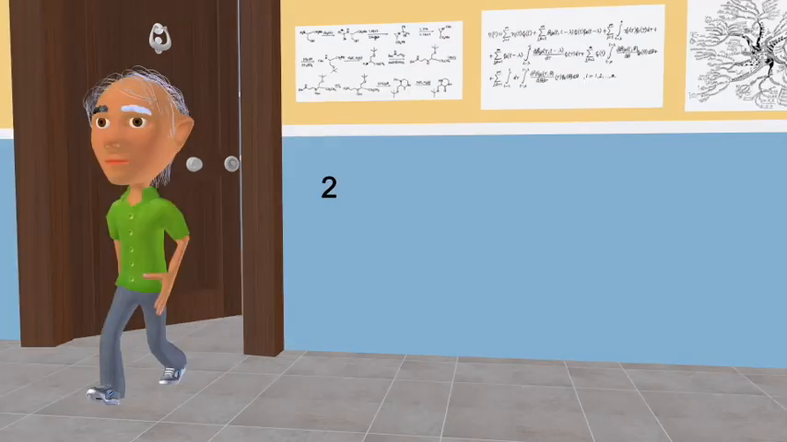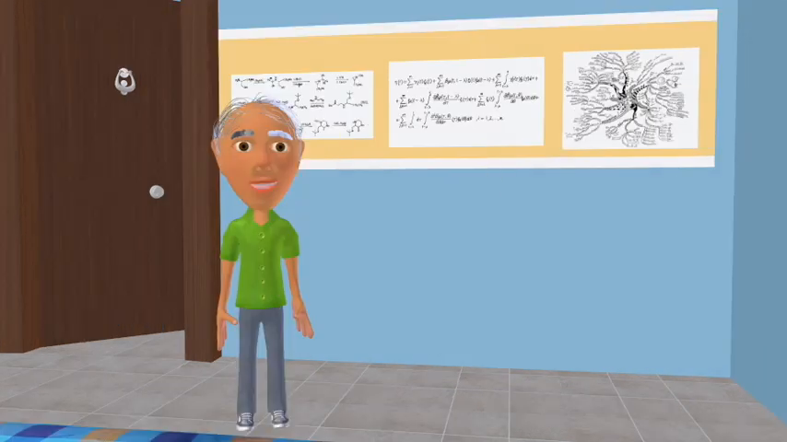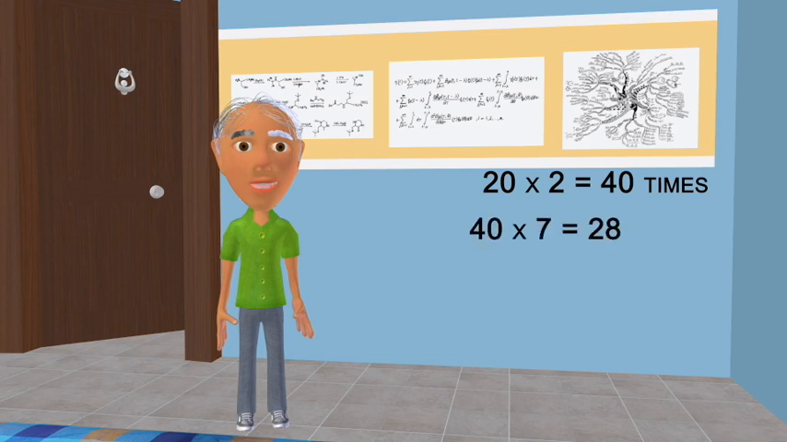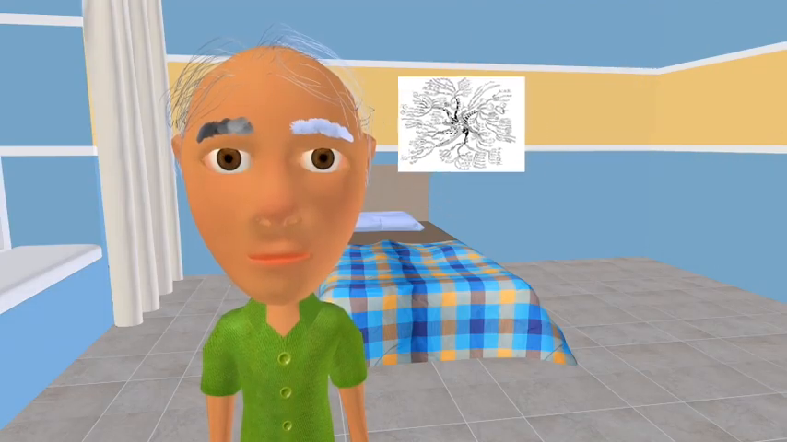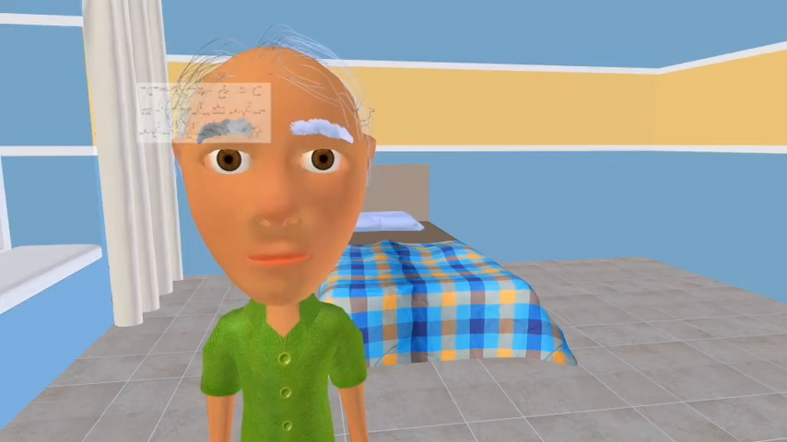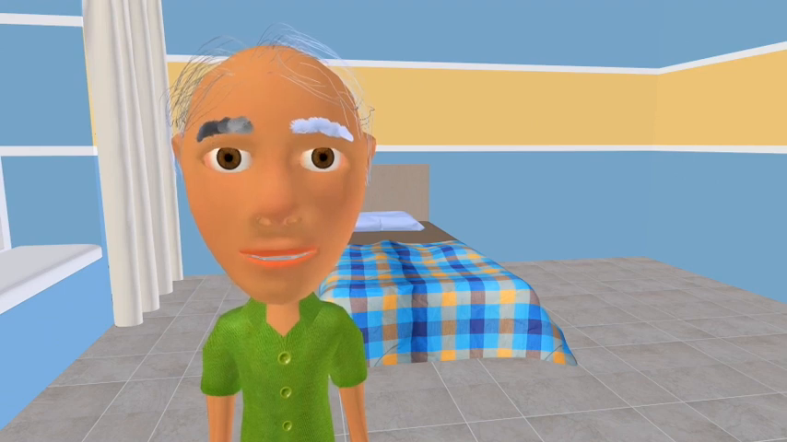Let's check the power of this method. Generally, we enter our room at least 20 to 25 times in a day. That means daily you'll be glancing at the poster at least 20 into 2 times, that's 40 times. And every week you will be glancing at the poster for 40 into 7 times, that is 280 times. No wonder the content of the poster gets imprinted in your brain without you having to put any effort.